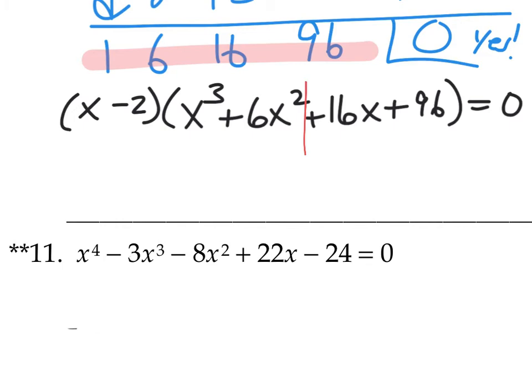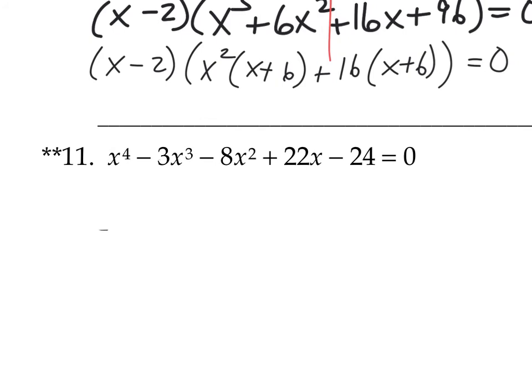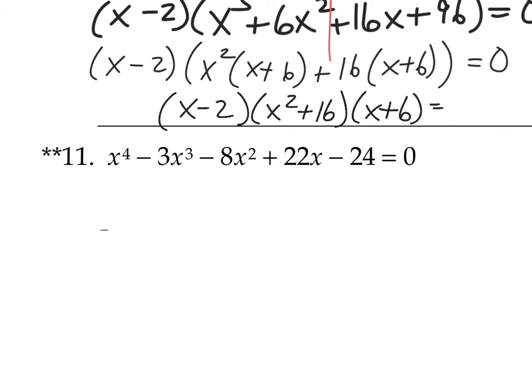And I believe this one will factor nice and easily by grouping. X squared comes out. I'm left with x plus 6. Over here on the right, 16 will come out. And again, I'm left with x plus 6. That's what I'm looking for. So my final factored form here will look like x minus 2 times x squared plus 16 times x plus 6 all equals 0.